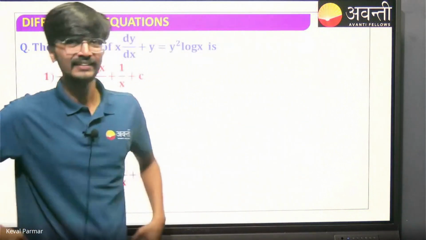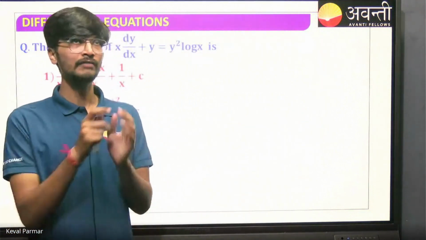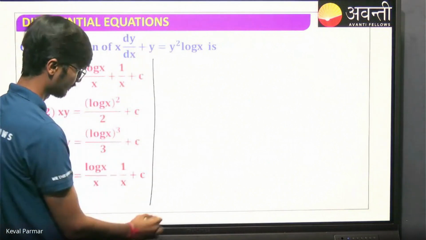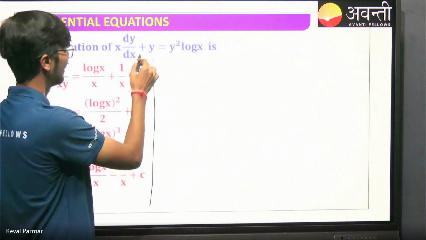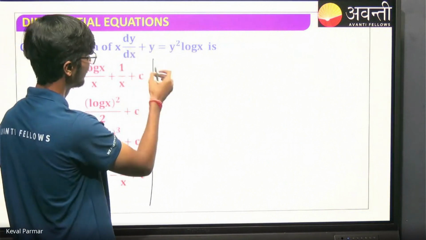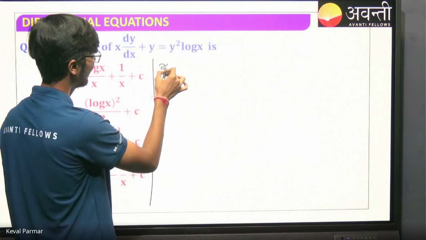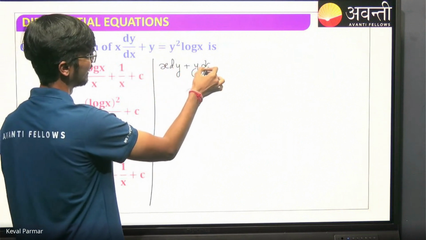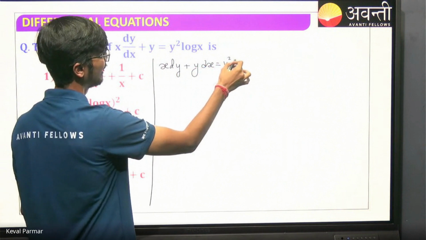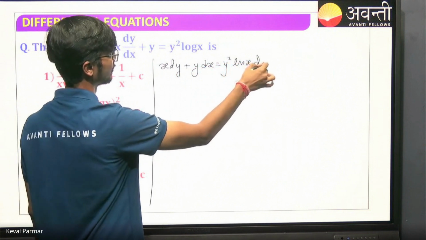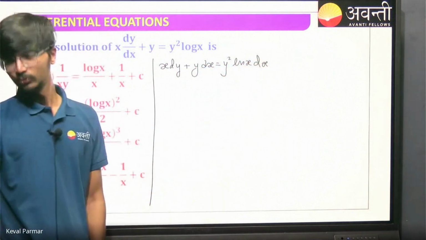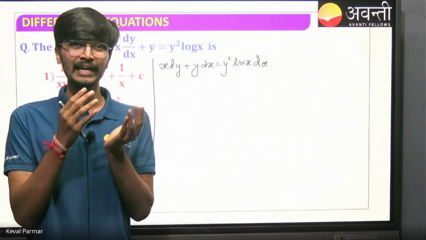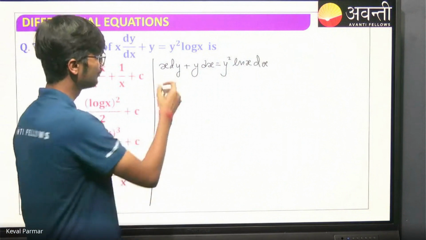So in exact differentials, what we'll do is separate dx and dy. That means here I can take the LCM. So what will the equation look like if I take the LCM? It will be x dy, taking the LCM of dx, plus y dx is equal to y square ln x dx. Clear this step? Now see the terms which we cannot integrate. See these two terms.